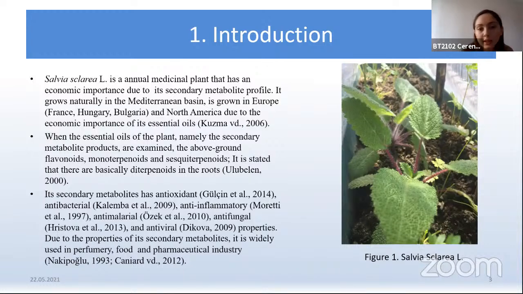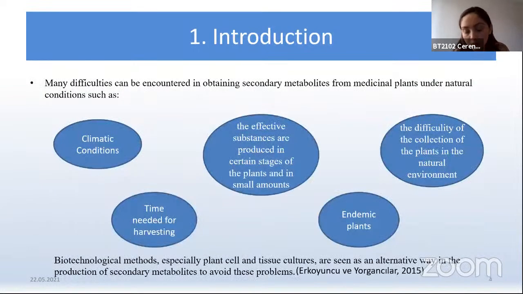While obtaining these secondary metabolites from medicinal plants under natural conditions, many difficulties can be encountered: climatic conditions can be harsh, these plants can be endemic, or the time needed for harvesting can be very long. So biotechnological methods, especially in this research plant cell and tissue cultures, are seen as an alternative way in the production of secondary metabolites to avoid these types of problems.